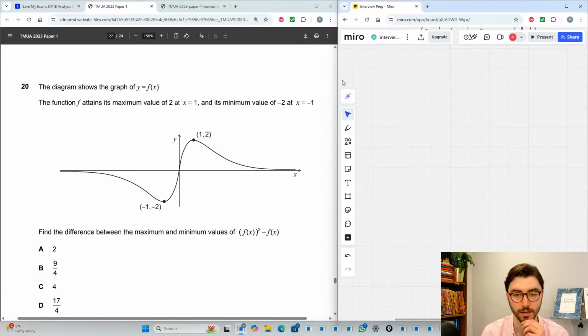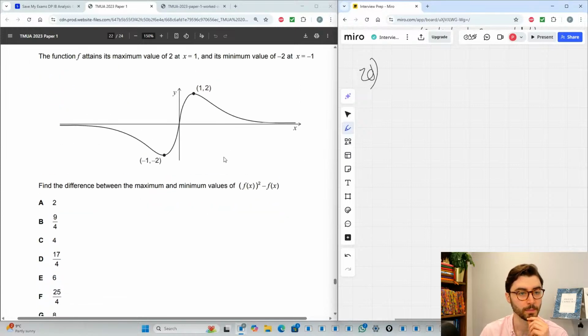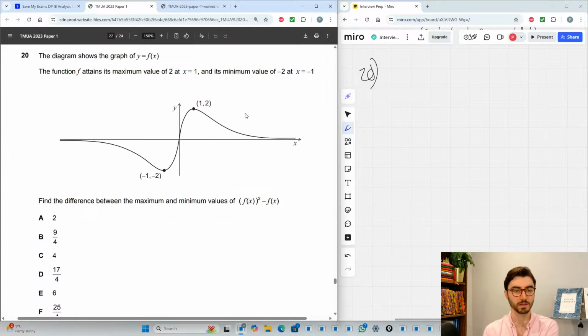20. $25 left, okay. Maximum value of 2 at 1, minimum value, okay. Find the difference between the max and min values of f of x squared minus f of x.